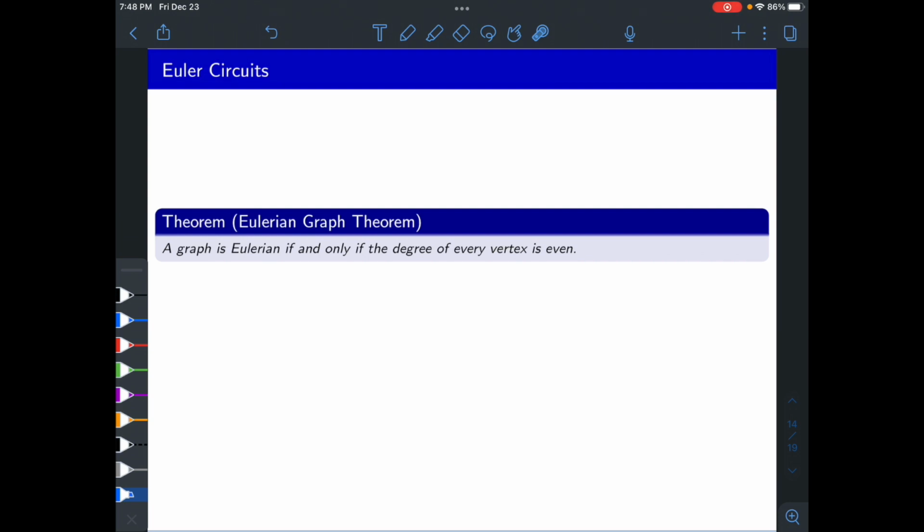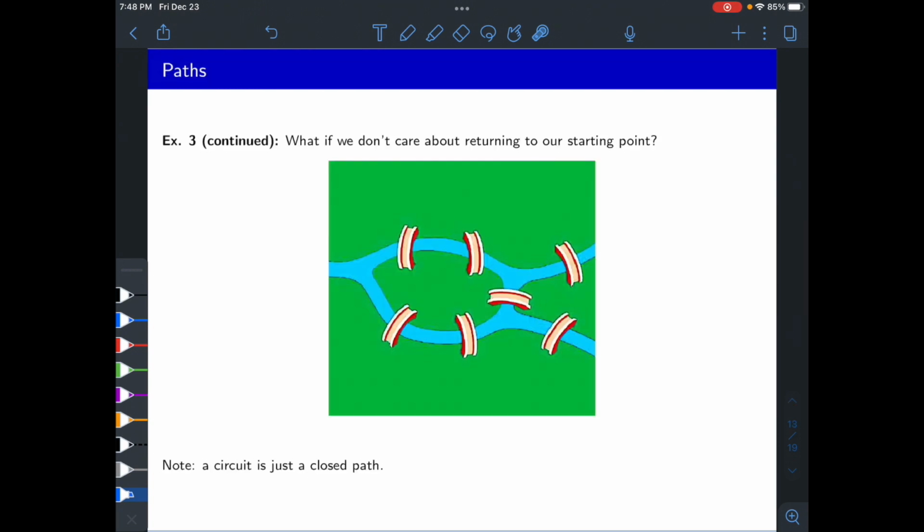Okay, so the Eulerian graph theorem is a very handy theorem that gives you an easy thing to check to determine whether or not a graph has an Euler circuit. So a graph has an Euler circuit, it's Eulerian, if and only if the degree of every vertex is even.